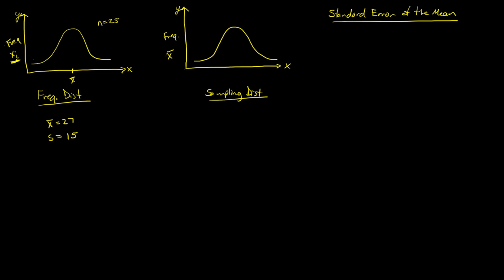So what that means is if we went to the -1 and the +1 standard deviation around this, we know that we would capture approximately 68% of the individual raw scores inside of this particular interval around this X bar.